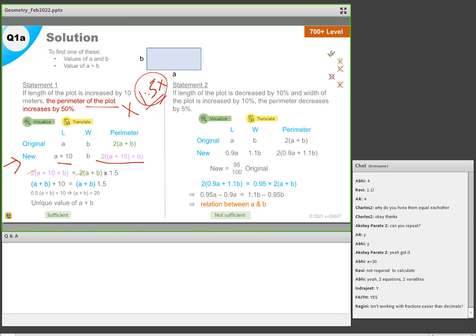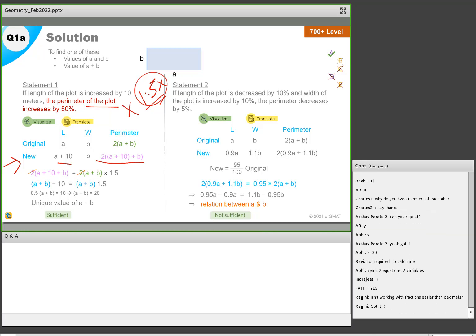Isn't working with fractions easier than decimals? Honestly, it depends on you. For these kinds of percentage calculations, you could ideally use both. I won't say that one is easier than the other. I find this very easy if I have to calculate with regard to percentages. So it's a matter of your faith, I suppose, whether you're a decimal person or a fraction person. But fundamentally, you should be able to do it fast. That's all I care about.